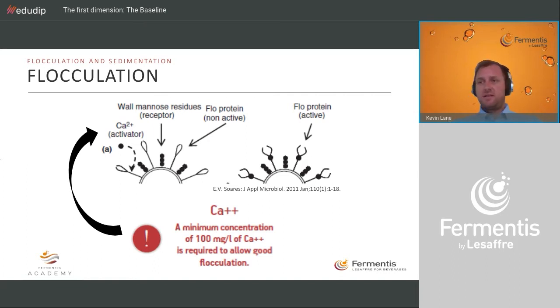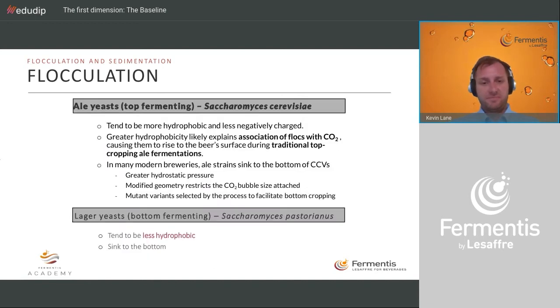So it's not as easy as an equation that you can just say, if you start with X, you'll end up with Y. No, it's not true. It depends on your raw materials. It depends on a lot of things in the process in fermentation that then changes the resulting amount of calcium ions in the wort or in the beer at that point. In terms of the two types of yeast, ale yeast and lager yeast, there are some generalizations about the flocculation. Ale yeast tend to be more hydrophobic and less negatively charged.